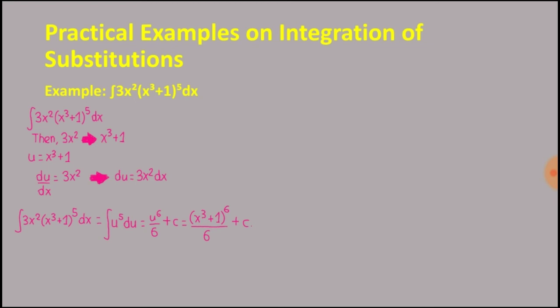Then the integral of 3x squared times x cubed plus 1 to the power of 5 dx equals the integral of u to the power of 5 du, which is equal to u to the power of 6 over 6 plus c, which is equal to x cubed plus 1 to the power of 6 over 6 plus c.